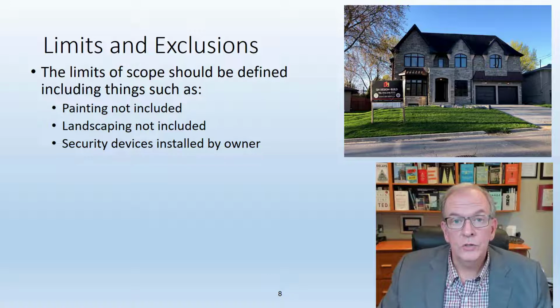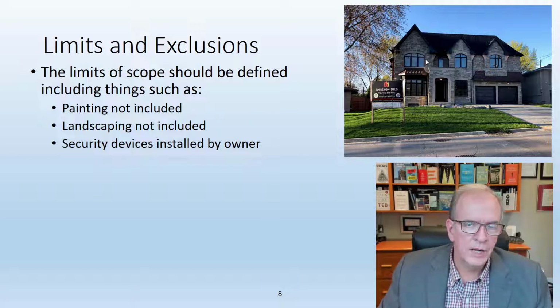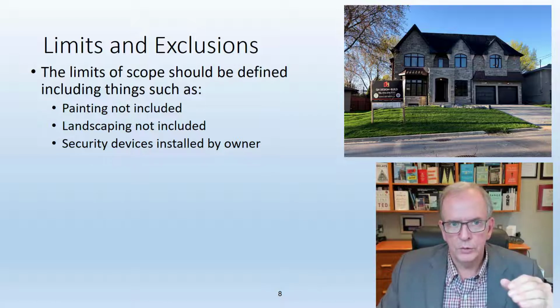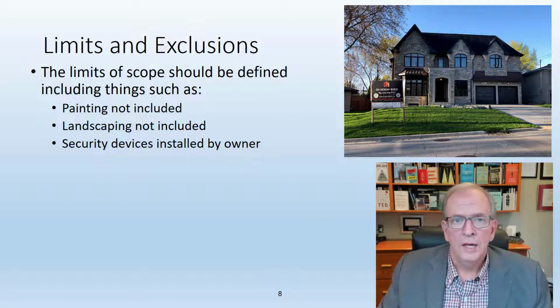Limits and exclusions. This is where you want to identify constraints or things that have been excluded from the project. For example, in this house example over here, perhaps you're not intending to do the landscaping and you've put that into the contract. It's a good idea to have this clarified in the scope statement. Anything that you are not doing or anything that the client is doing and you want to clarify that, like security devices installed by owner. We're not doing that. We're just clarifying that just to make sure that that works out.